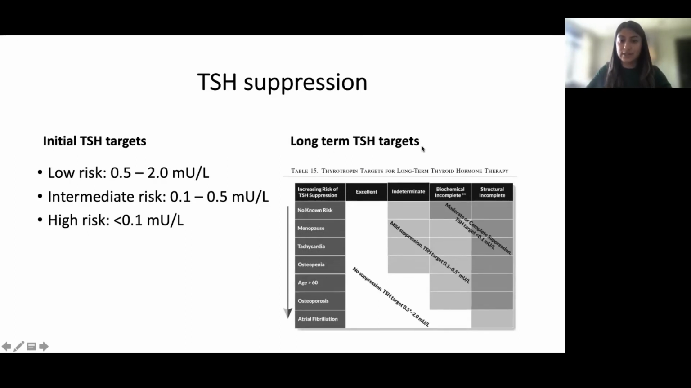So long-term TSH targets depend on your response to therapy, that part that I talked about with excellent responders versus structural incomplete, et cetera. But also, what is the risk of TSH suppression? You can see that putting someone on too much Synthroid, meaning you've made them hyperthyroid, is more of a risk in patients who are post-menopause, patients who have really fast heartbeats, patients who have thinning of their bones, osteopenia or osteoporosis, which is when your bones are thin and at risk of breaking, in older patients, and in patients who have an arrhythmia of their heart called atrial fibrillation. So essentially, you have to balance these risks with getting to the TSH target that we want based on your initial risk of recurrence, low, intermediate, or high.